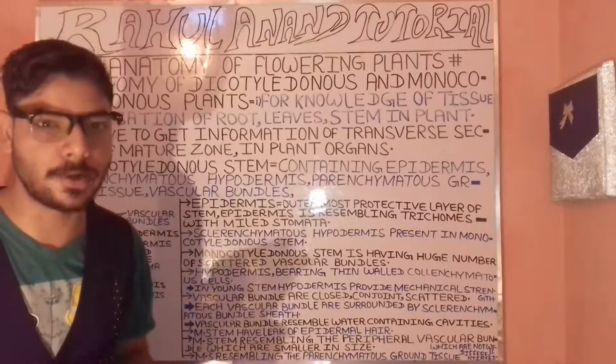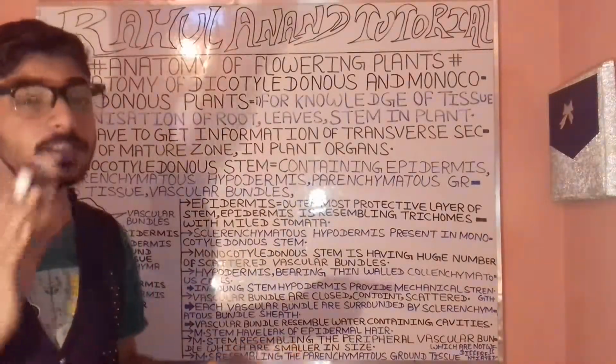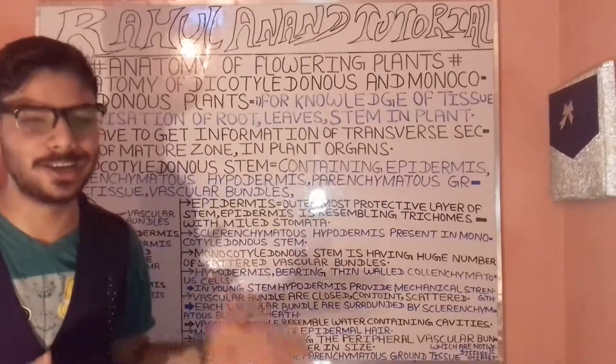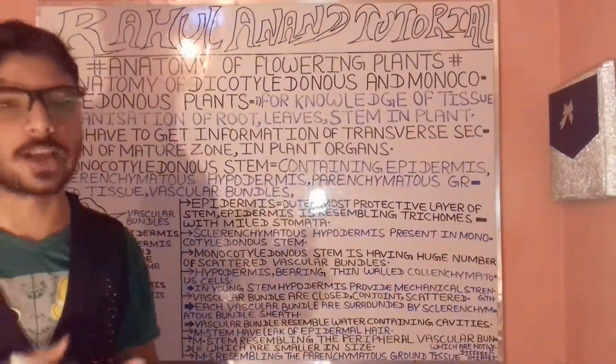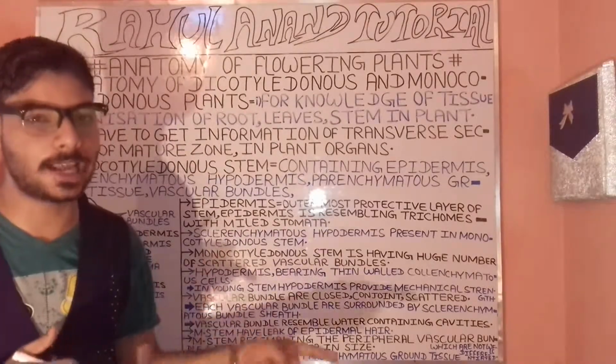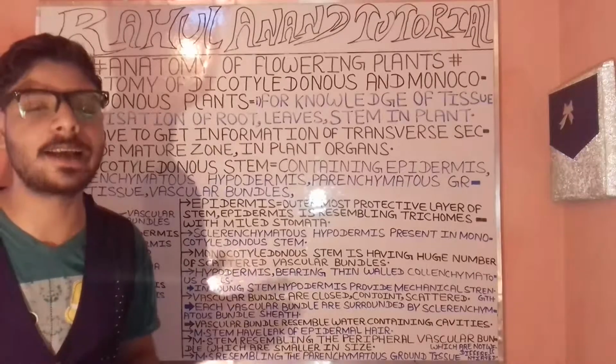Monocotyledonous stem. So what will this be? This will be the epidermis, then we'll have the hypodermis. Then you will have the parenchymatous ground tissue. Remember, in the case of the hypodermis, you will have the sclerenchymatous hypodermis, meaning it is made of sclerenchymatous cells. So you are very clear about that.